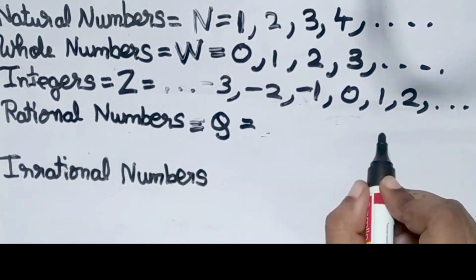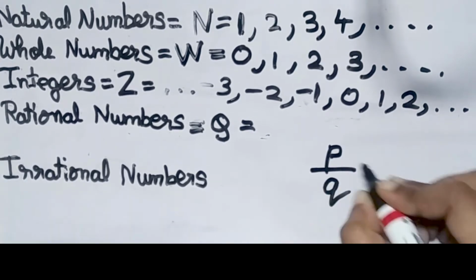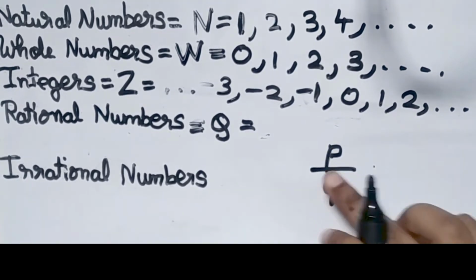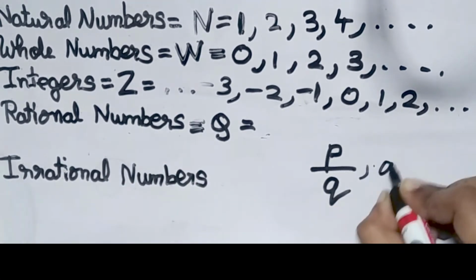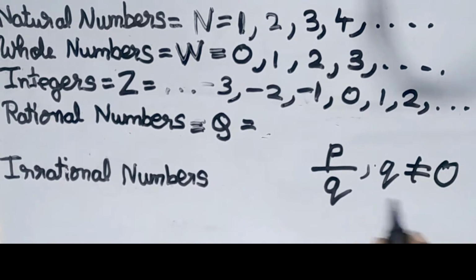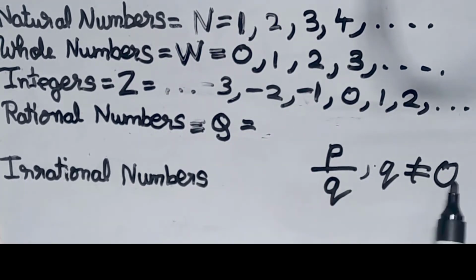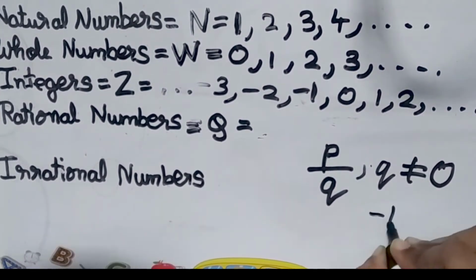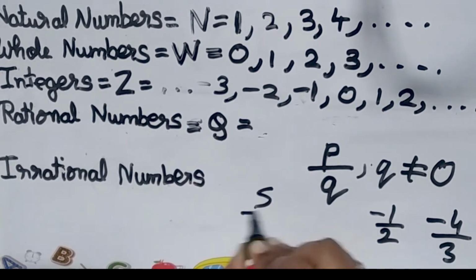So rational numbers means all the numbers which we can write in the form of P by Q, P upon Q, where P and Q are integers. P and Q can be any integers but Q should not be equal to 0, because we cannot divide any number by 0, right? The numerator can be any integer but the denominator should not be equal to 0. See, minus 1 upon 2, minus 4 upon 3, 5 upon 3.